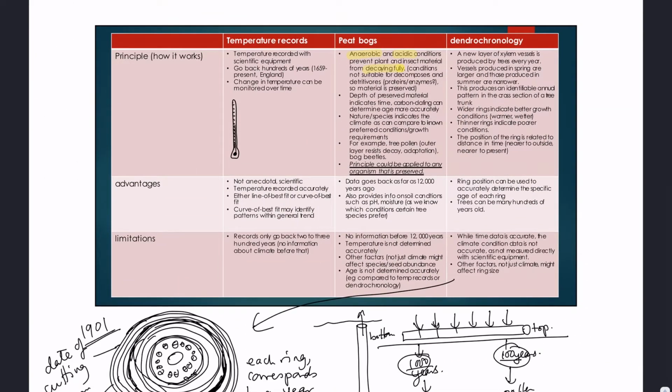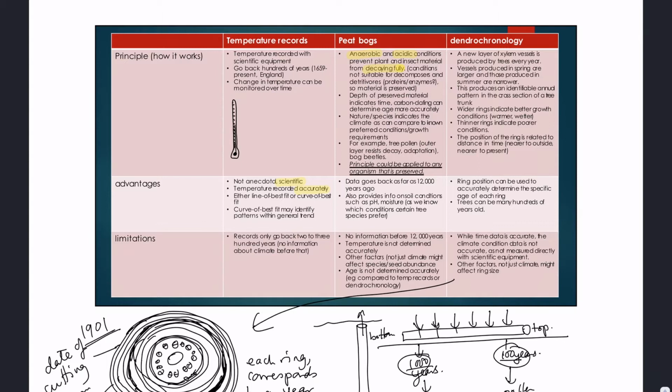So, advantages and disadvantages. If we look at temperature records, the advantage of temperature records is it's not anecdotal. It is a scientific way of collecting evidence. That's its key advantage. Also, temperature records are quite accurate relative to the other methods. We're not estimating temperatures, and we don't have to be vague about whether conditions were moist or dry. We have actual numerical values for this data, so it's a bit more accurate.